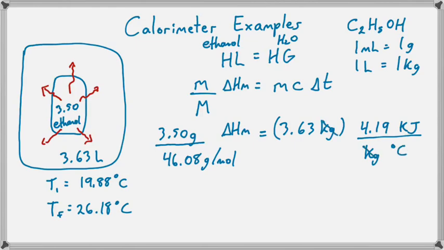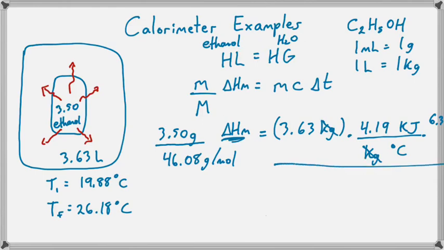So now those kilograms will cancel. And then if I look at my temperature change, I went from 19.88 to 26.18. That's a change of, getting a little crowded here, 6.3 degrees Celsius. So if I take this now, I need to get the delta HM, this unknown, by itself. So everything else needs to move across the equation.